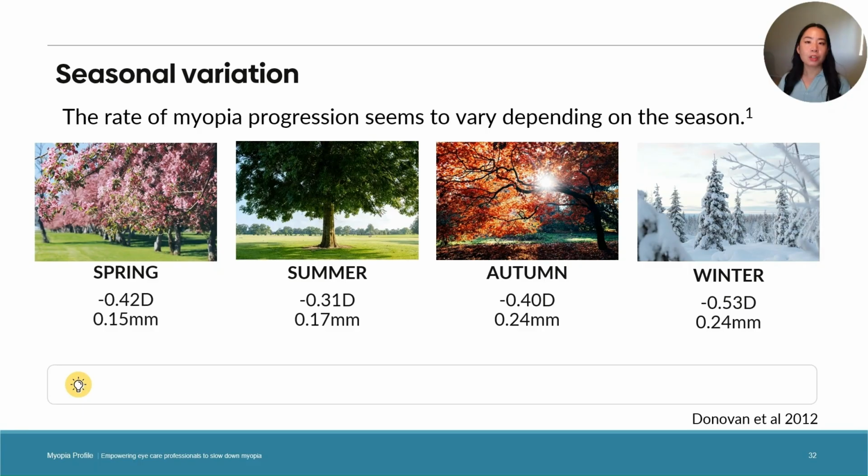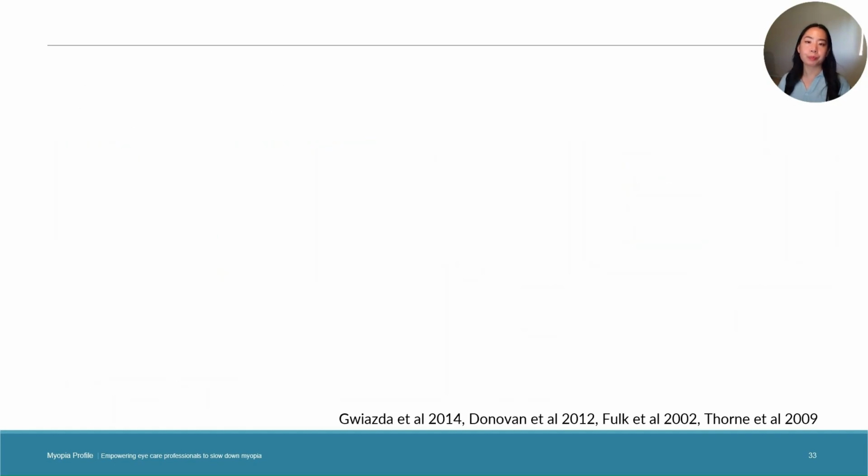A study based on Chinese children found that mean progression in summer was 0.31 diopters and 0.17 millimeters in axial length, which was comparatively slower than in winter, which was 0.53 diopters and 0.24 millimeters. It appears that you might expect a faster rate of progression in winter than in summer.